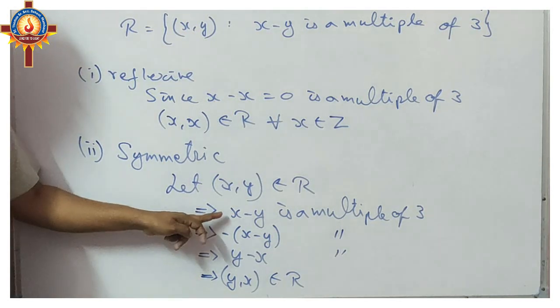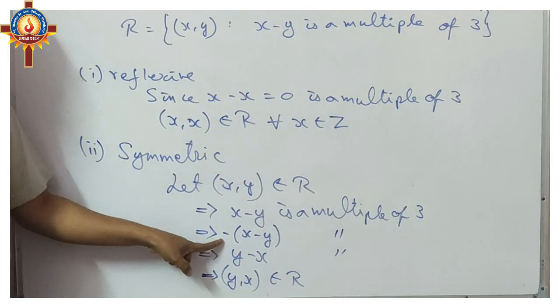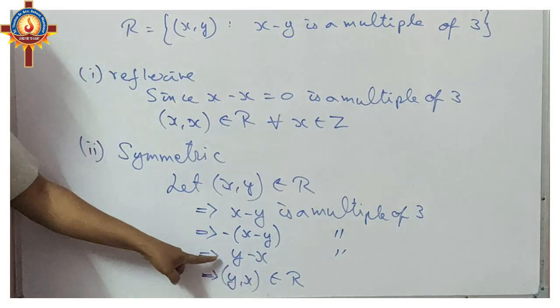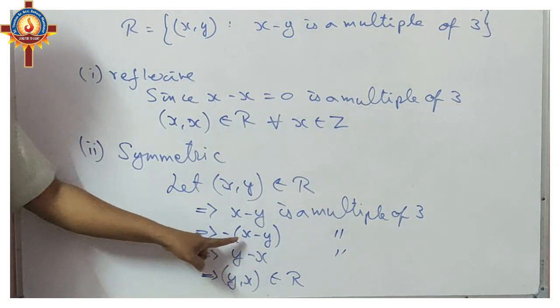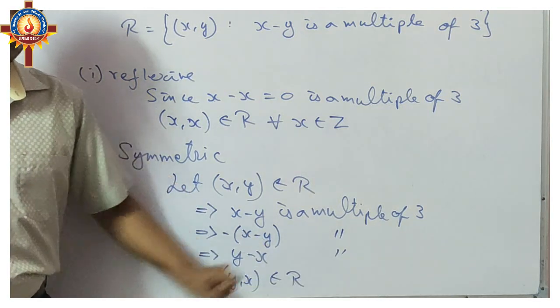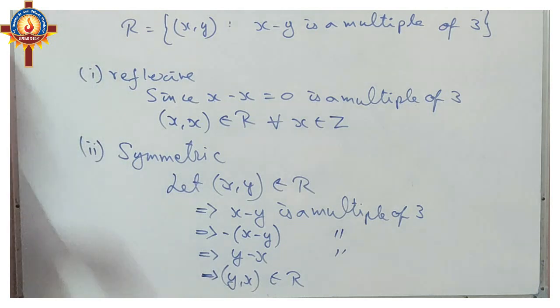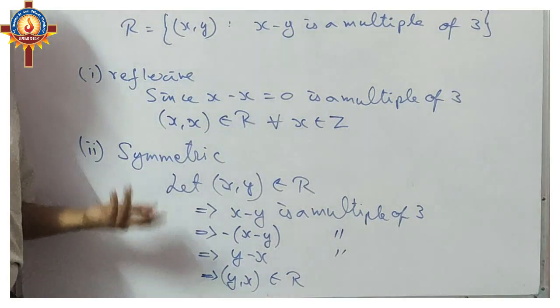So we can say if x minus y is a multiple of 3, then minus of (x minus y) is also a multiple of 3. And minus of (x minus y) means it is y minus x, if we remove the brackets. So y minus x is a multiple of 3. This proves that (y, x) belongs to R. Therefore, R is symmetric.